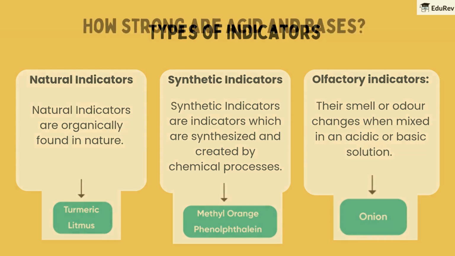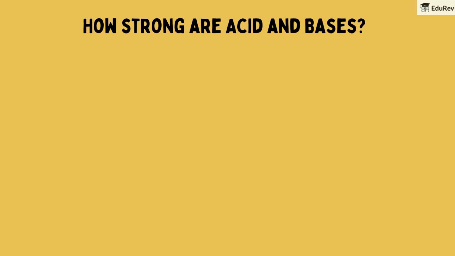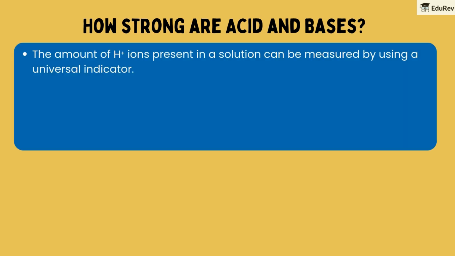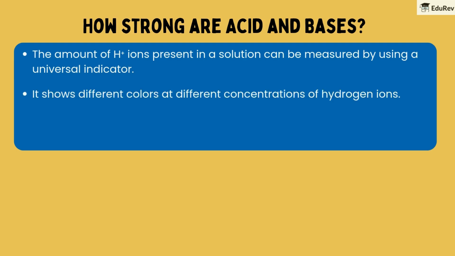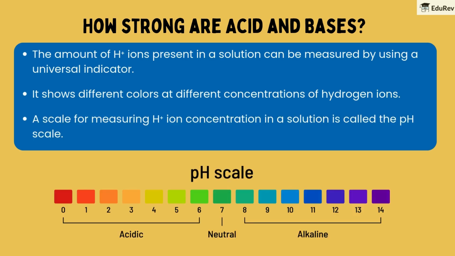Let's now see how strong are acid and bases. The amount of hydrogen ions present in a solution can be measured by using a universal indicator. It shows different colors at different concentrations of hydrogen ions. A scale for measuring hydrogen ion concentration in a solution is called the pH scale. pH is measured from 0 to 14.